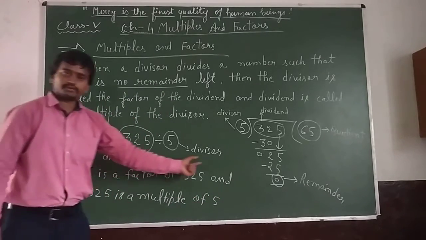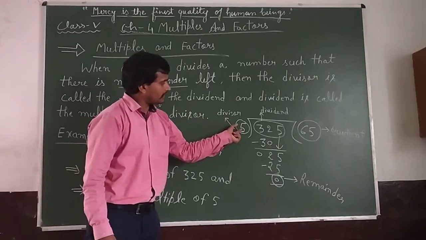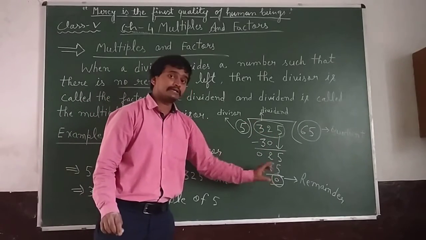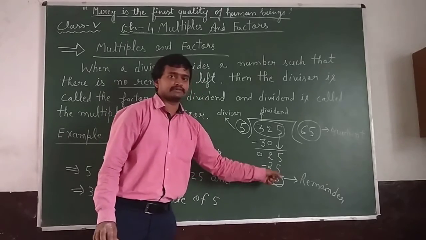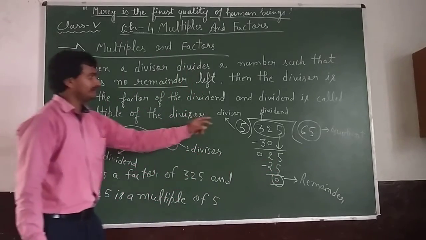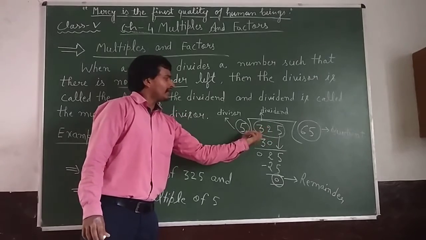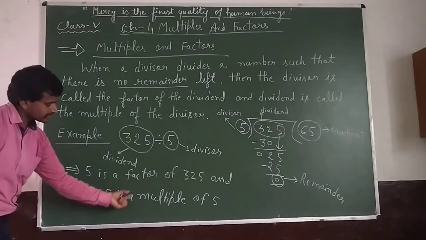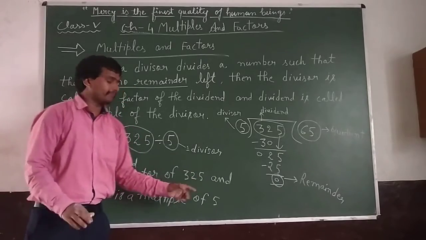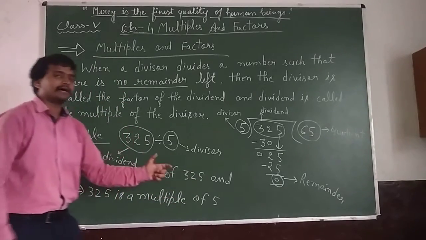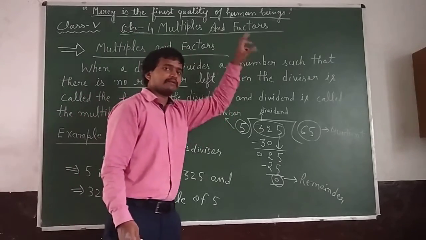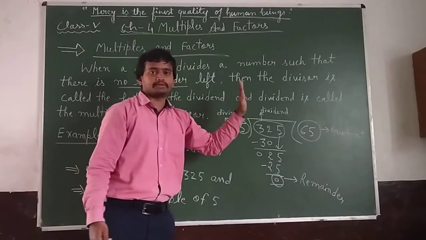Five is a factor of 325 because 5 divides this number completely. Completely divisible means no remainder. The remainder should be 0. And in the opposite way, we can say 325 is a multiple of 5. That means 325 is in the table of 5. When we read the table, we will get 325.